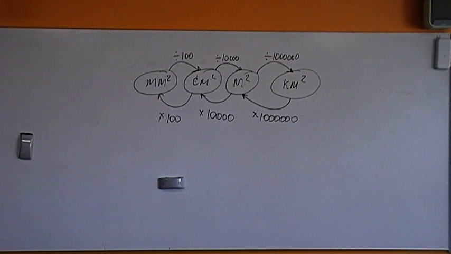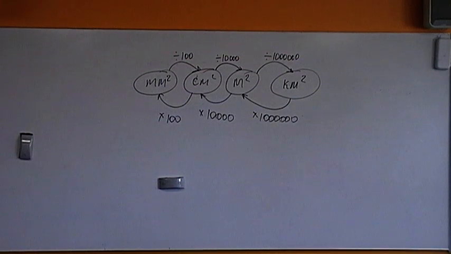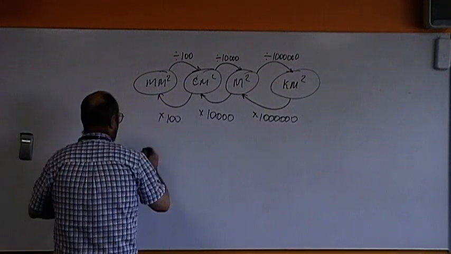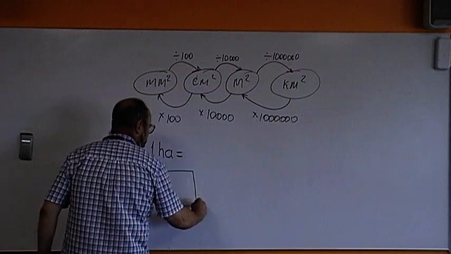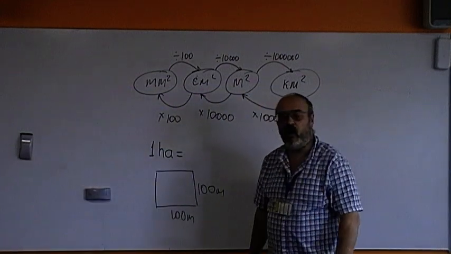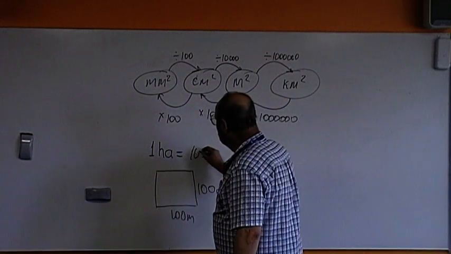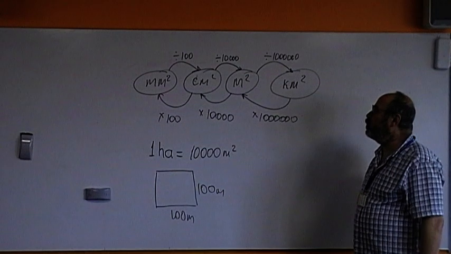Those are the main units of measurement of area. But we also use another one called the hectare. If you look into your booklet, you will see 1 hectare, 1 ha, which is a square of 100 by 100 meters. So 1 hectare equals how many square meters? 100 times 100 is 10,000 meters squared.